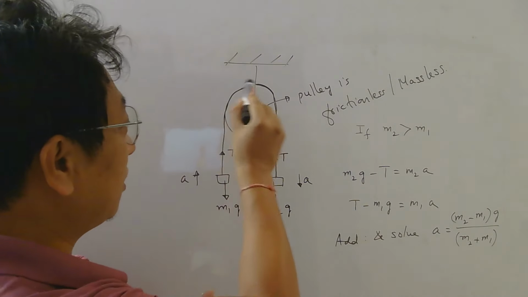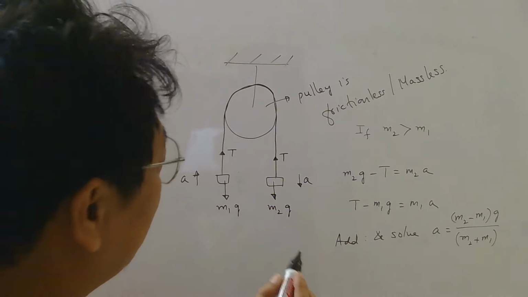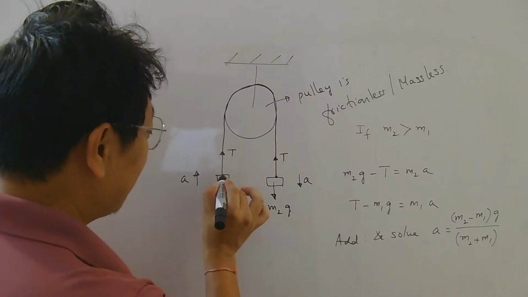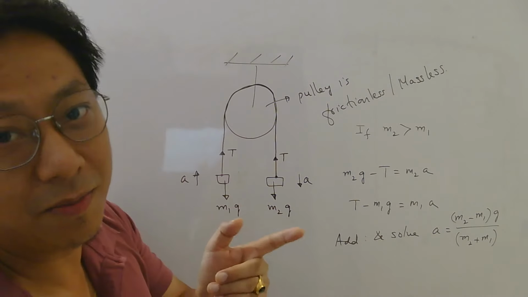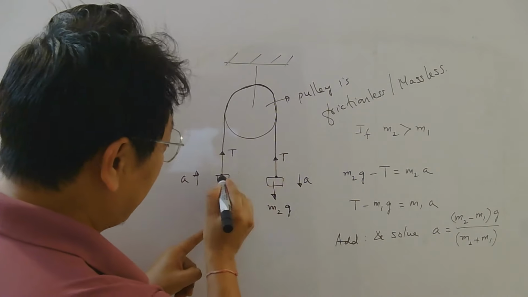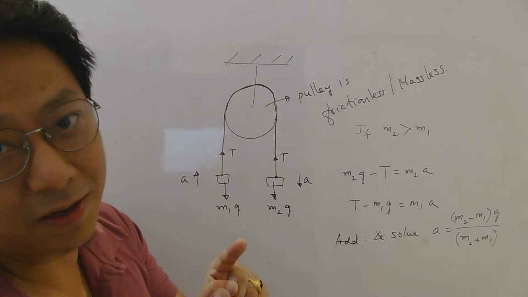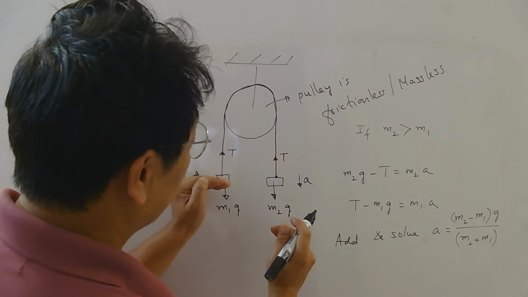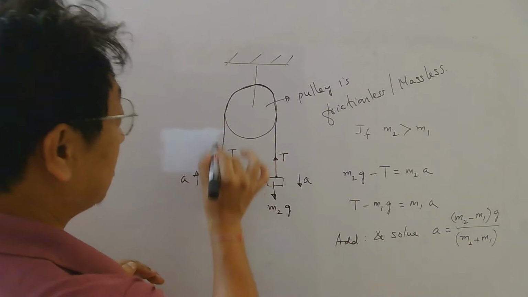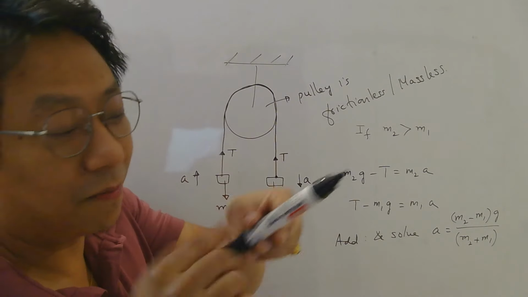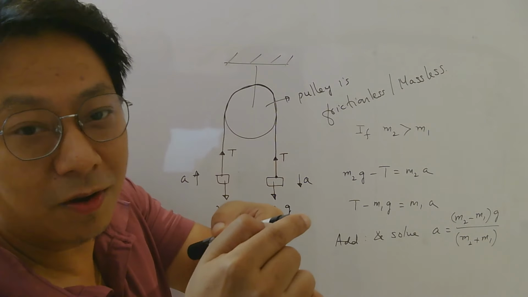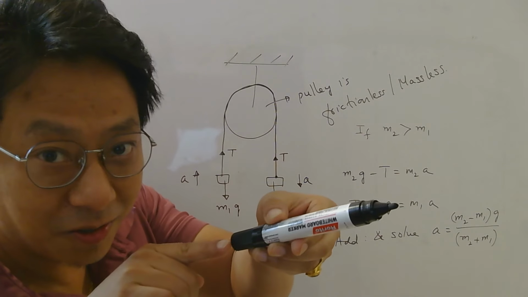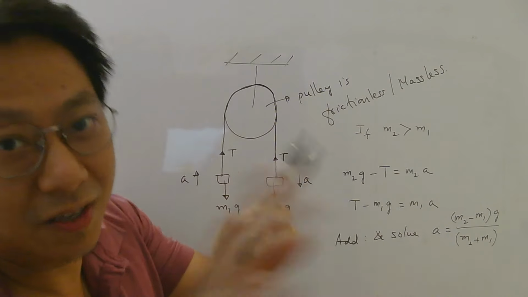Because we assume this string is inextensible. Inextensible means what? If this point falls by 1 millimeter, this point should rise by 1 millimeter. So the displacement of this point and this point should be the same in magnitude. So if one is coming down by some displacement, the other one should also go up by the same value, because this string's length is fixed. So if one end goes by 1 millimeter, the other end also should go by 1 millimeter in the direction of the rope or the string, isn't it?